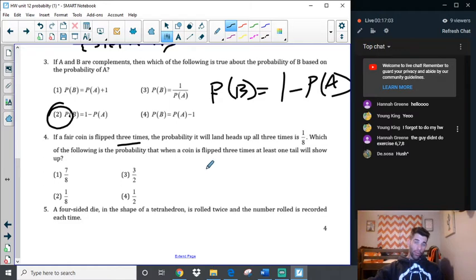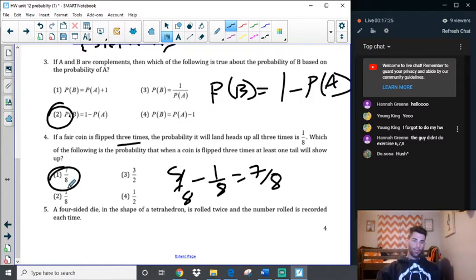That's a complement question. So they're saying to get heads, heads, heads, there's only one way in 8 chances. You can get heads, tails, heads, heads, tails, tails. Everyone else will have a tails in it. 1 minus 1 over 8, or 8 over 8 minus 1 over 8, is 7 over 8. There's your answer there.